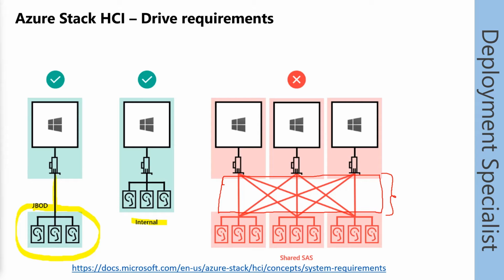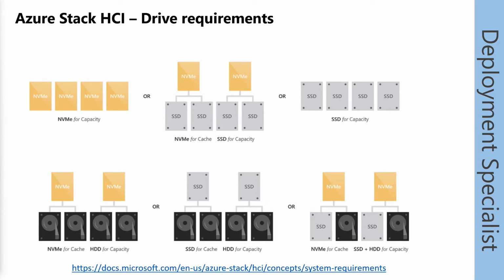So always direct attached. So each server has its drives. So a server can have NVMEs only. This is a possible configuration. So each server has NVMEs only. It's possible, it's supported. It's very, very powerful to have this configuration. You can start with 4 NVMEs. This is minimum because in this scenario, all the NVMEs will be for capacity.